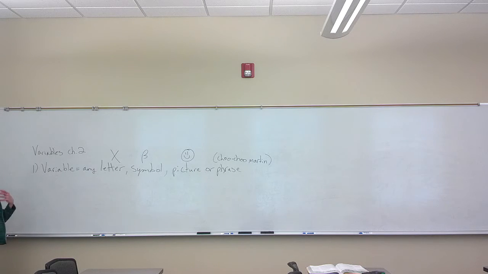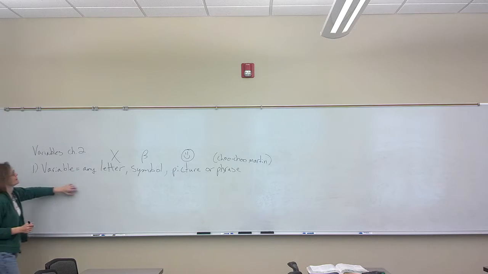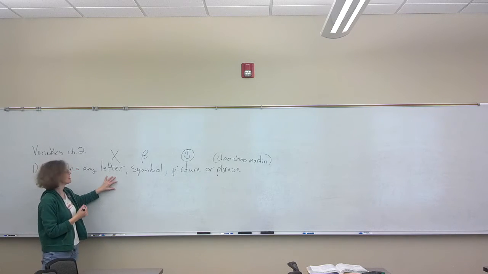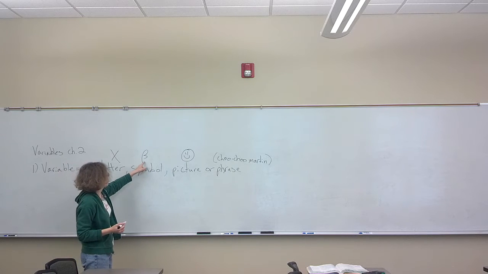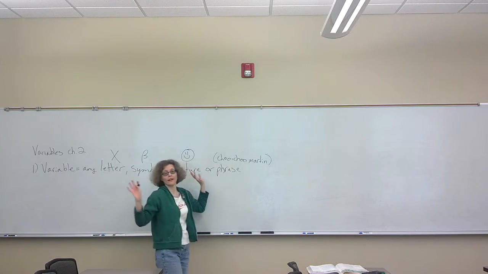Now we're going to start on our variable section. It starts in chapter 2 of the Pearson book. A variable is any letter, like the infamous Mr. X, a symbol, like the Greek letter beta, a picture like a smiling face, or a phrase, choo-choo Martin. I don't know, anything.